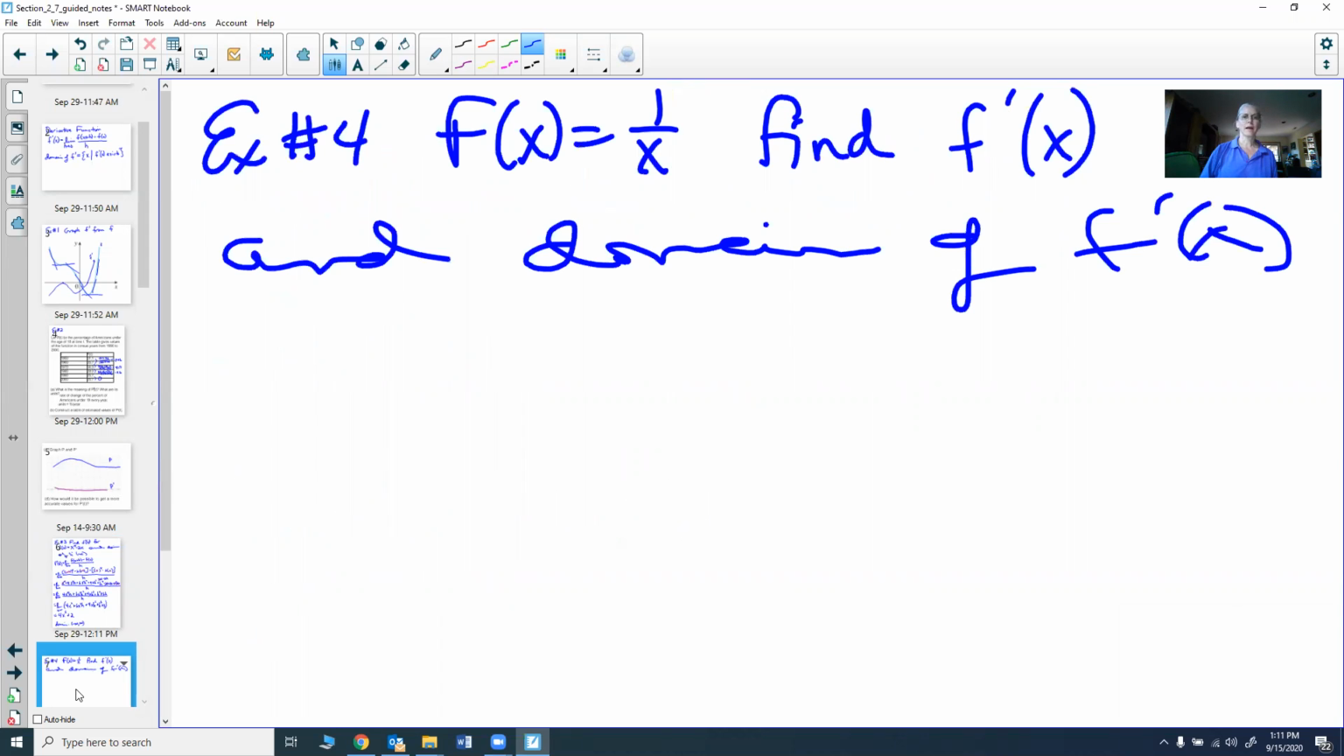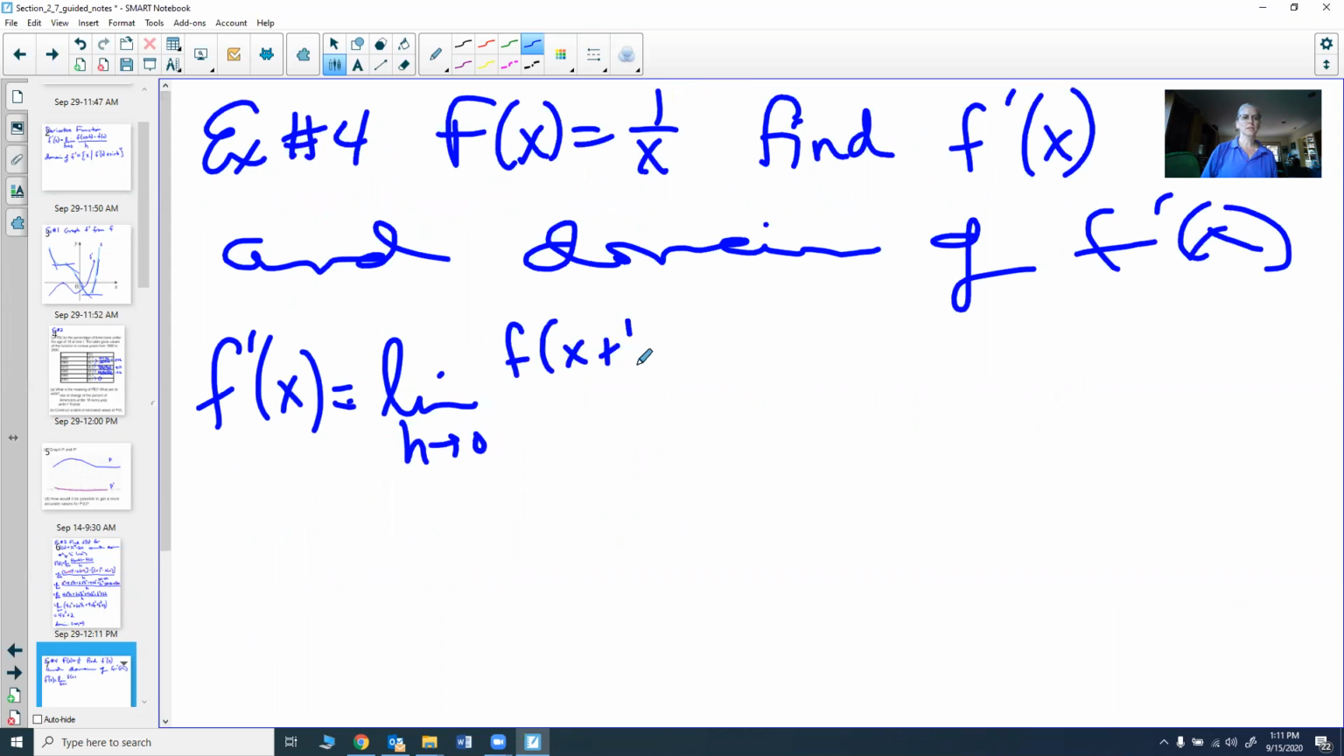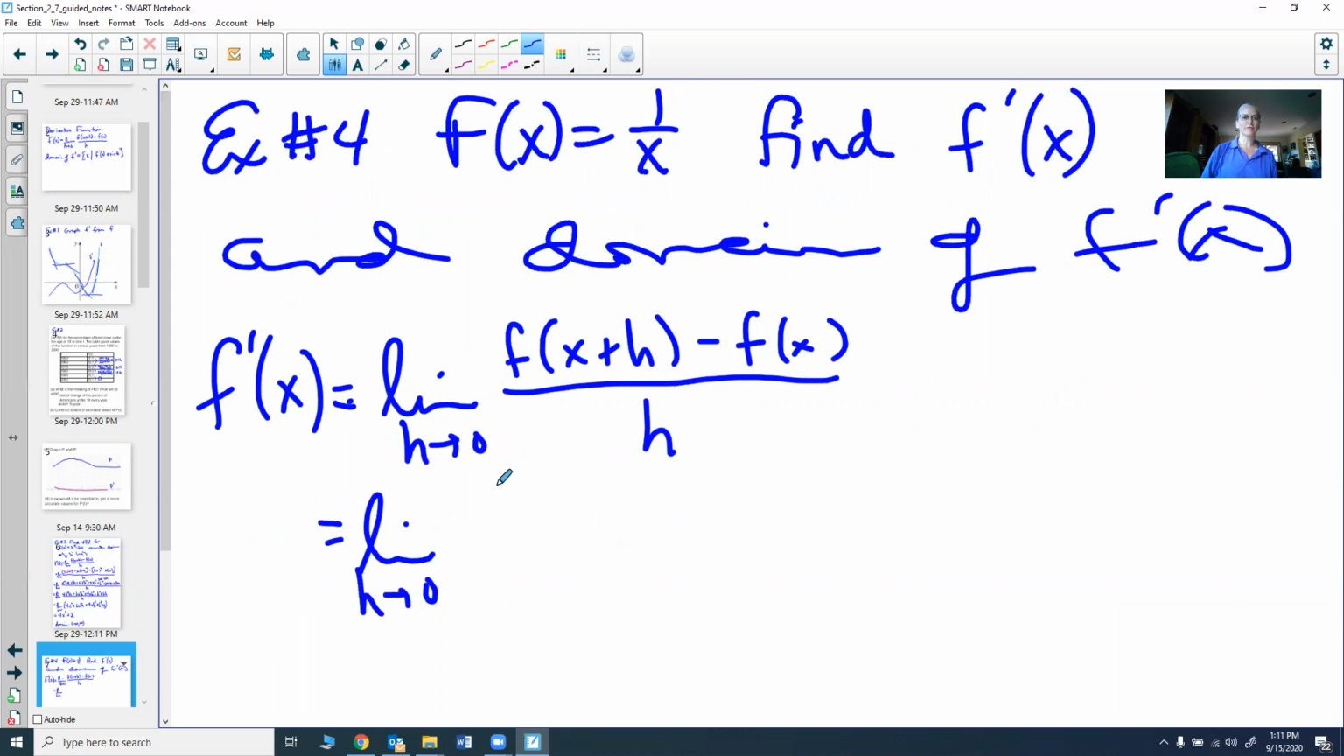Let's do another example. Let's find this derivative. So this is going to be the derivative. Again, the derivative is the limit as h goes to 0 of f of x plus h minus f of x all over h. So that's the limit as h goes to 0. My function is 1 over something, and I have 1 over something again. In my first something, we have x plus h. In my second something, I have x.